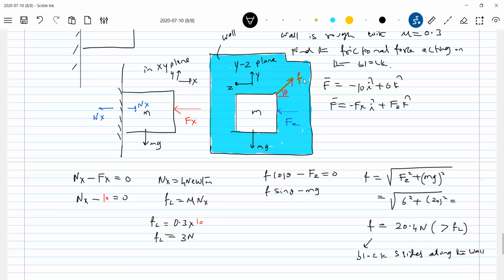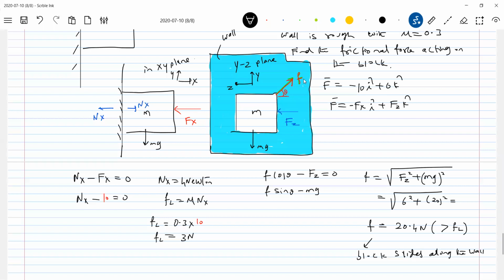You come for that. Mg is how much? 20 Newton. Then what is Fz? Fz is how much? 6 Newton. So the resultant of these forces, how does it act? That you have to calculate. Then opposite to that, the limiting friction will act. This is the only cross check of what we assumed. After this, what should I do? I should calculate the resultant of mg and Fz. Opposite to that is where the limiting friction will act.